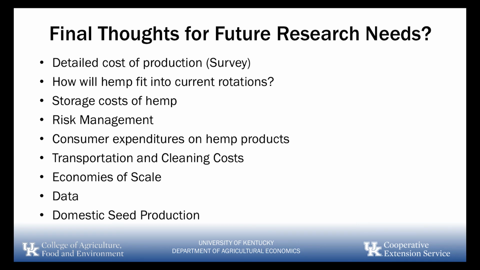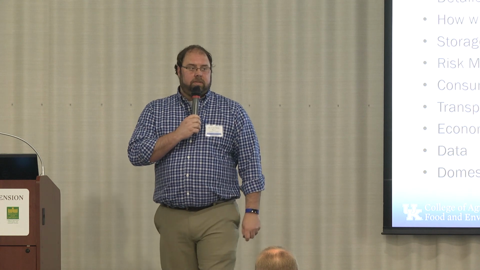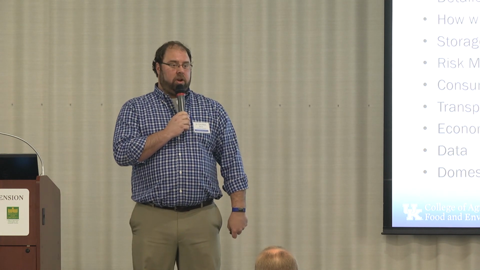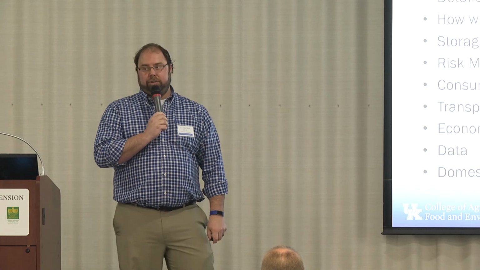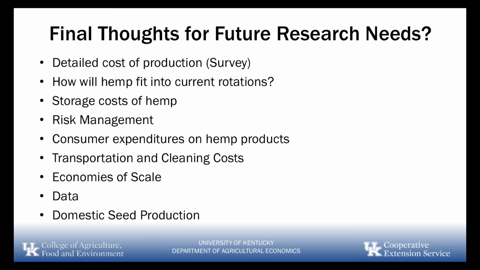So some final thoughts. We're still working on several different research areas. A more detailed cost of production. Hopefully we're going to continue to do that. How hemp fits into the rotation. I think one thing that we're missing out on and don't have a real good understanding of is the storage cost of hemp. So how much degradation do we have of these products once they hit storage? And how does that value change? So how quickly do we have to move them in and out of storage? Because storage of these crops, especially on the grain side and probably even on the floral side, are significantly different than what a lot of our producers are used to using.